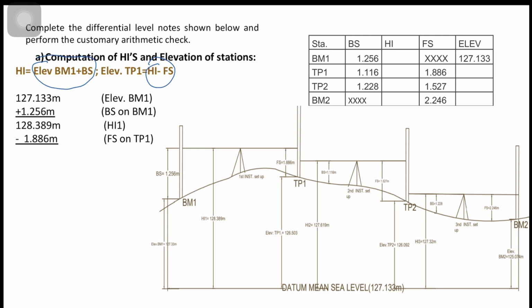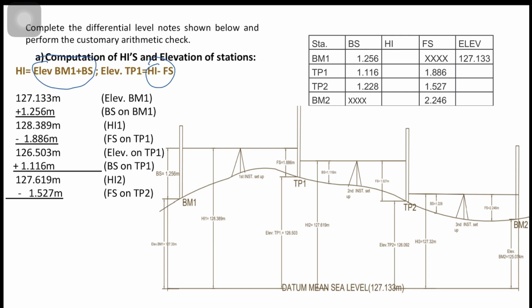Next, to find the elevation of TP1, we subtract the foresight reading: 128.389 minus 1.886, giving us 126.503 meters for TP1. At TP1, we take another backsight of 1.116 meters. So the new HI is 126.503 plus 1.116, equal to 127.619 meters.